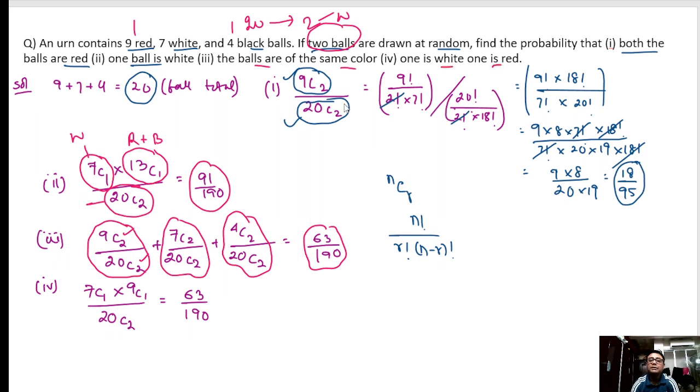One is white, one is red. So how to draw one white ball? Out of the 7, 1 is white, and out of the 9 red, 1 is red, and this is the total. Out of 20 you are drawing 2 balls. So that is the answer.